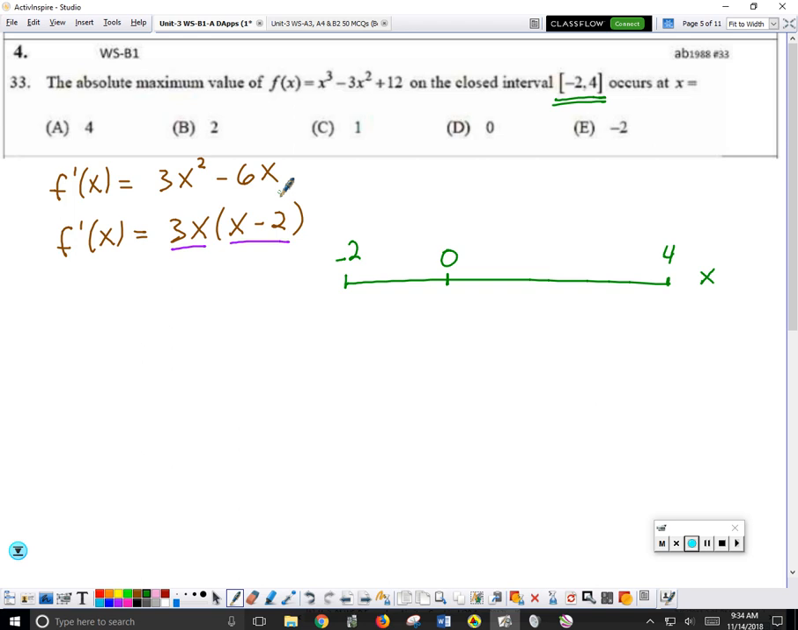Anybody else? Do you have it? Awesome. Okay, next thing. Write down, list the factors here. So I'm going to put 3x and then x subtract 2. And note that those two factors multiply together and the result is f prime.